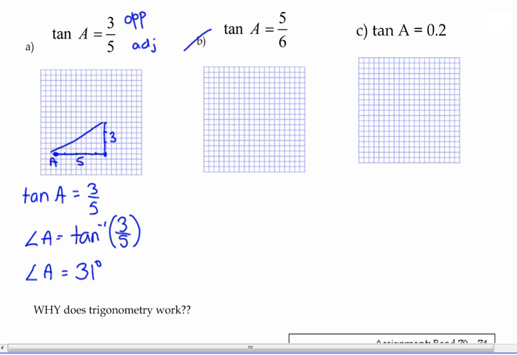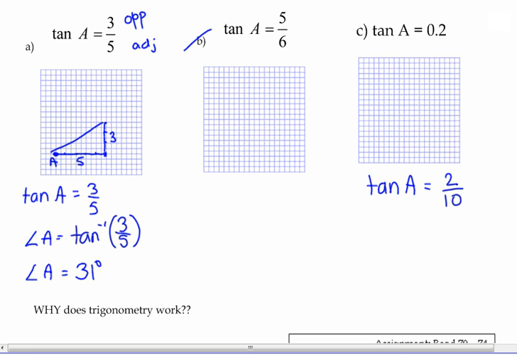How about this one? Tan A equals 0.2. Does it look like a ratio right now? Could we turn 0.2 into a ratio? Yeah, all decimals can be ratios. 20 out of 100, or 2 out of 10, or 1 out of 5. Does it matter which one we use? No, they're all the same. They all equal 0.2. They'll all give the same angle.